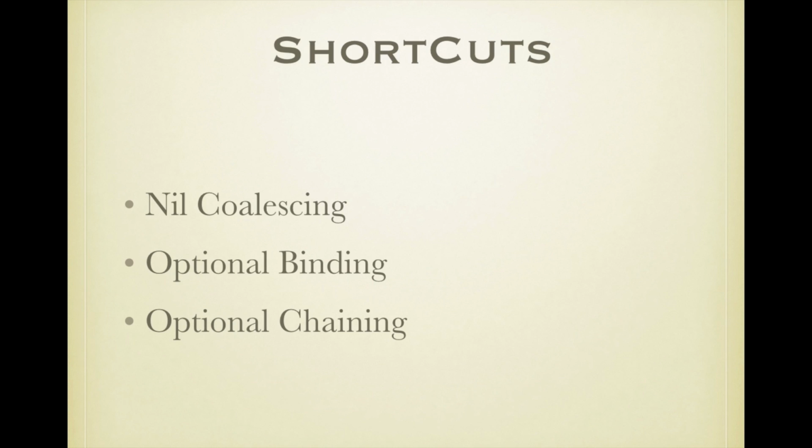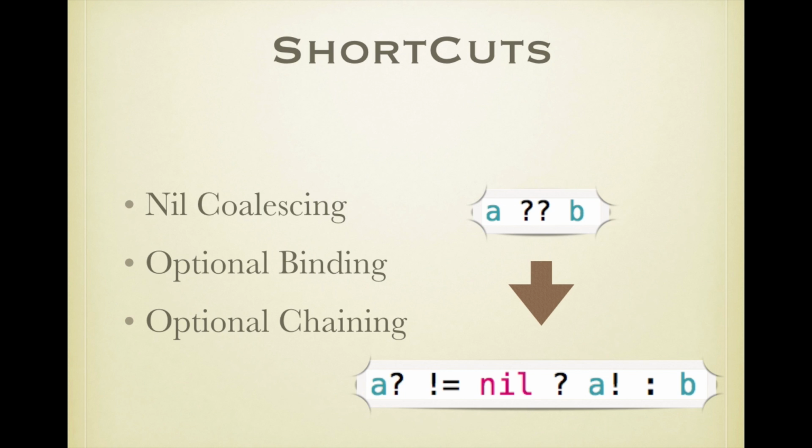And finally, let's talk about the syntax shortcuts related to optionals. There are a number of shortcuts that incorporate taking an optional, testing to see if it's nil, and unwrapping it in certain circumstances. For example, the nil coalescing operator says, check to see if this is nil. If it's not nil, return it. If it is nil, give me the other value.